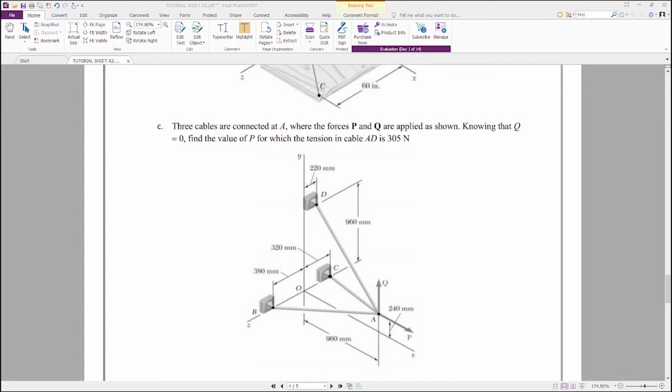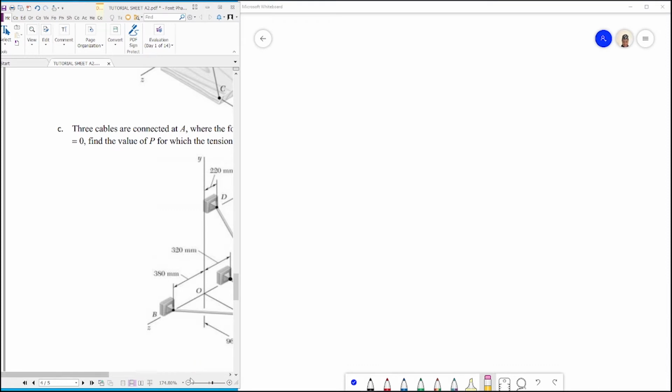Okay. So indeed, we are duty bound to do some unit vectors in this direction, AC, AB, and AD. We'll do the unit vectors. Why? Because of what we've been given. So let's try to solve this one.